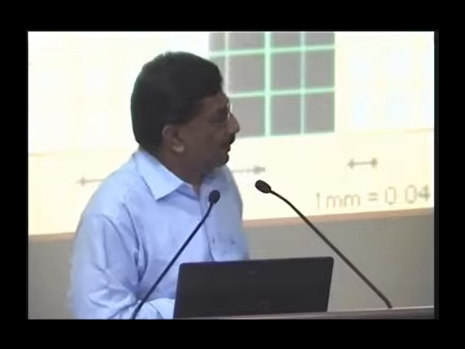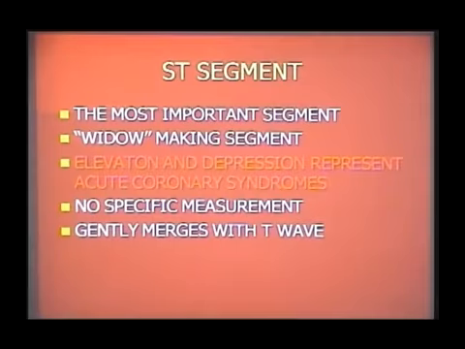If the ST segment is depressed or elevated, it is acute coronary syndrome. That's why we told you the ST segment is the widow-making segment. If you do not manage ST segments properly, you will create a lot of widows. It is called the widow-making segment because all acute coronary syndromes are going to be manifested by a change in the ST segment. The most important segment, no specific measure, it gently merges with the T wave.